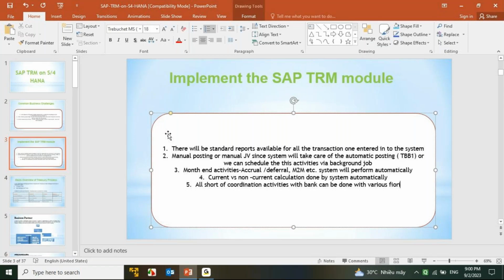So what I'm trying to say is that all this activity, let's say liaising and coordinating with the bank, would be very simple, like in the bank account master data. Now it is entirely part of the treasury team. The Treasury team will take care of all sorts of activities, from opening a bank account to closing a bank account. There is a process for all sorts of things.